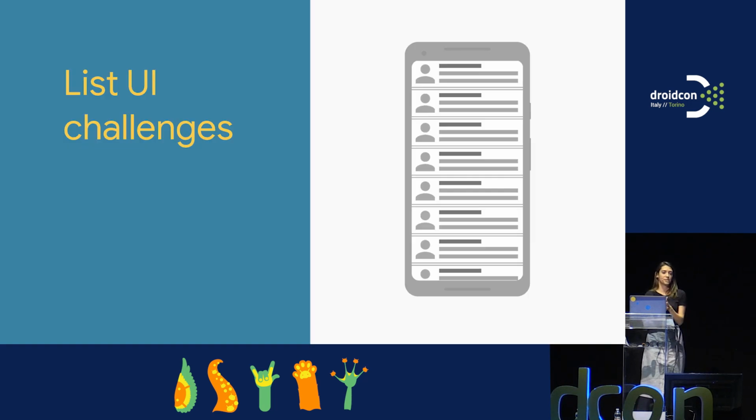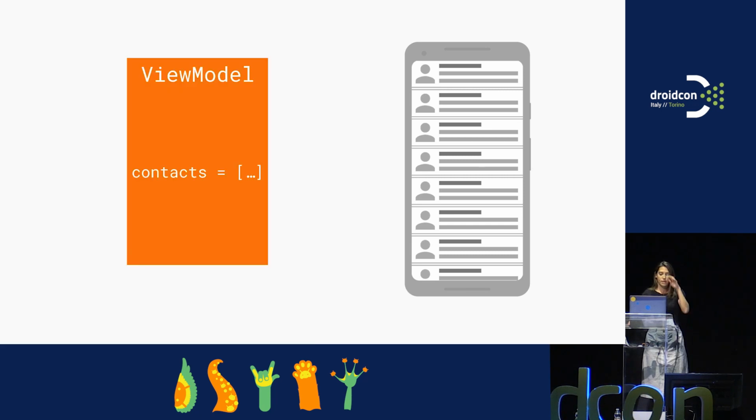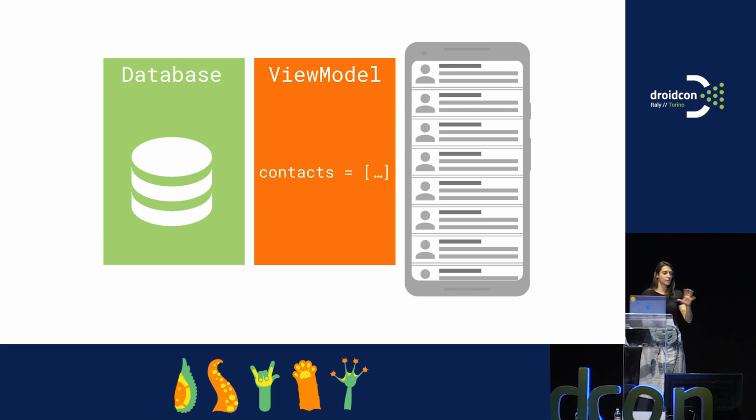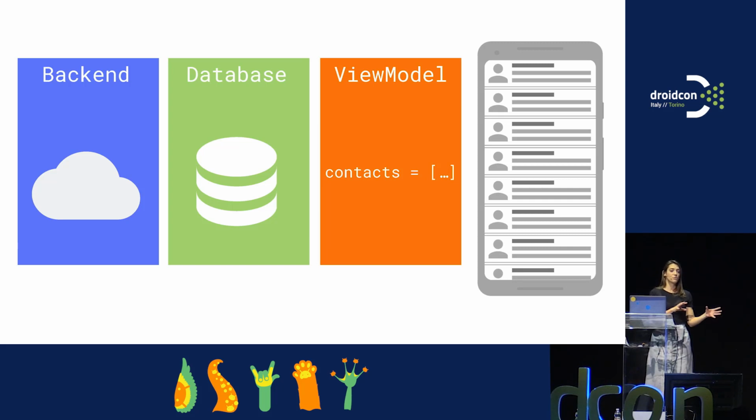Okay, but in order to actually discuss paging, let's see what the problems are that paging needs to solve. So what are some of the challenges that we encounter when we're working with lists? I was saying that our UI would work with a view model. For the sake of simplicity, let's say that the view model works with a database where data is stored, and then we would also work with the backend where we're also retrieving data.